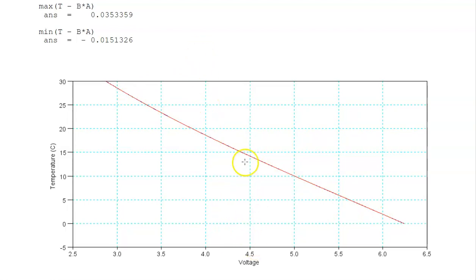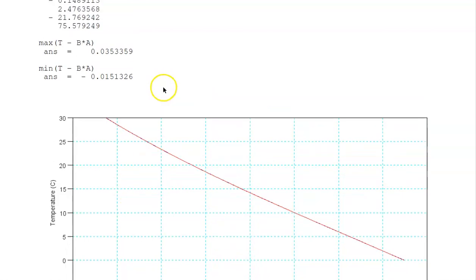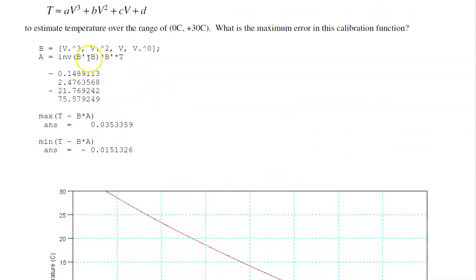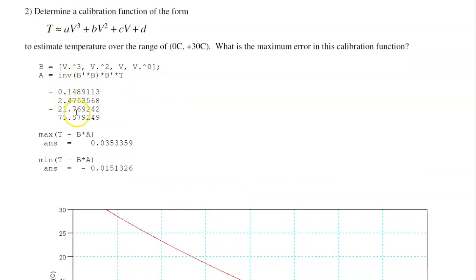So given a voltage measurement, I can tell you temperature. That's the idea behind calibration. Come up with a function where you take something that you know, say the voltage, to determine something that I want to know, like temperature. And the number of terms you include depends upon how much accuracy you want. If I want to be within 1 degree, linear curve fit's fine. If I want to be within 0.03 degrees, a cubic curve fit's better.